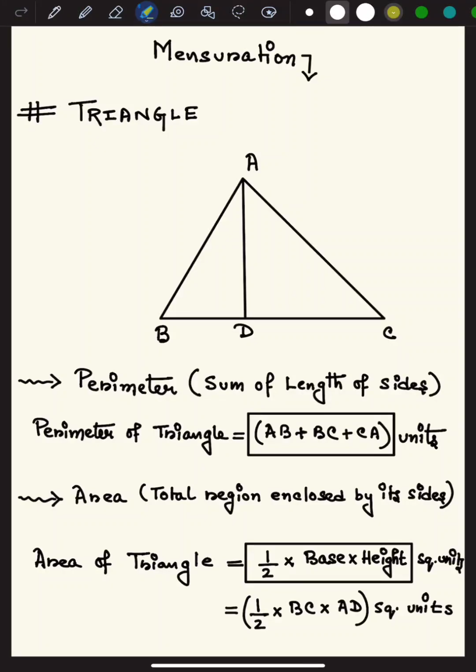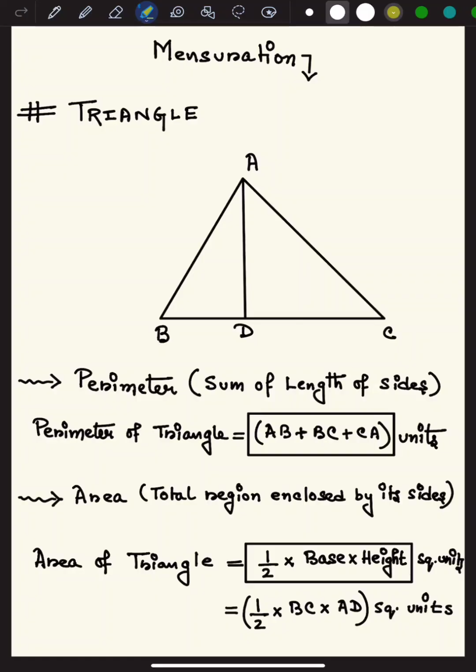So today we will discuss the chapter mensuration of class 8. The word mensuration means measurement. So measurement of what? Measurement of the perimeter of different figures and the area of different figures. So let us take our first figure, which is the triangle.